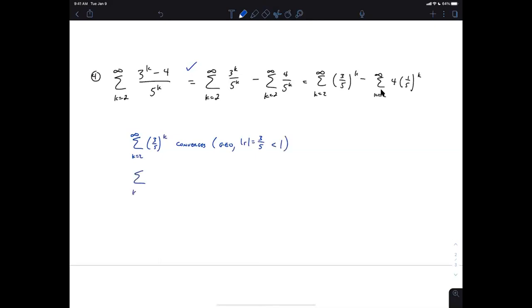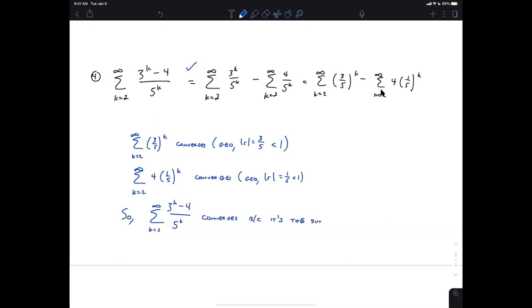And then I would also say, okay, the sum from k equals 2 to infinity of 4 times (1/5)^k converges because it's geometric. The absolute value of r is 1/5, which is less than 1. So the original series converges, because it's the sum, or difference you could say, but I'm going to say sum, of two convergent series.